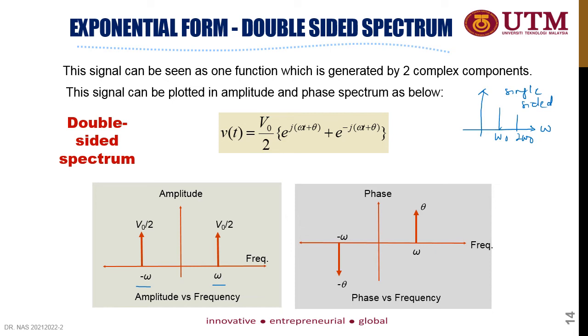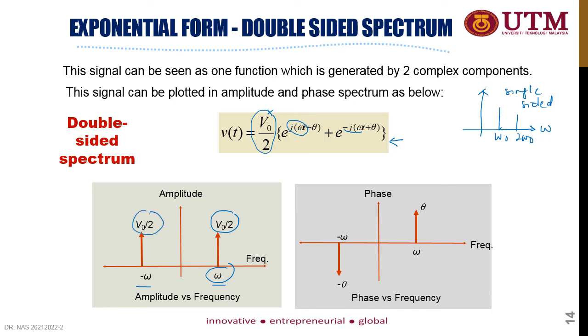Okay, if you look at this equation, so you have the amplitude of V0 over 2. For this is the positive frequency. Okay, positive frequency, so the amplitude is V0 over 2. And for negative, if you expand the equation, this is negative omega. So for negative frequency, the amplitude is also V0 over 2.